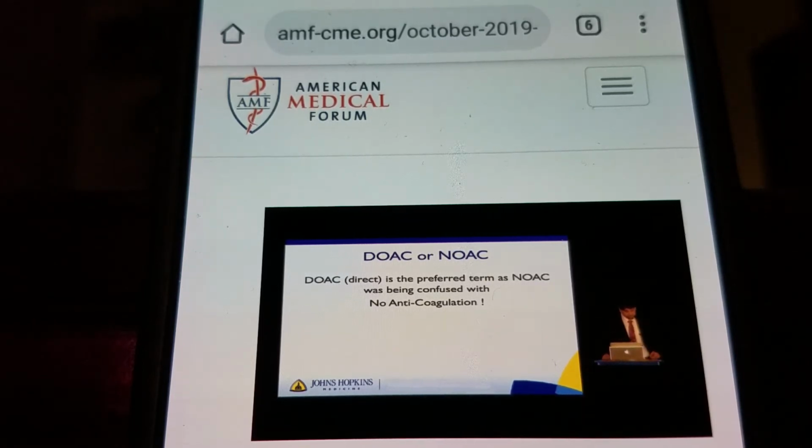So, DOAC versus NOAC. We don't use the term NOAC anymore because on numerous occasions it has been confused for no anticoagulation, and bad stuff has happened. So please change your practice pattern and say DOAC rather than NOAC.